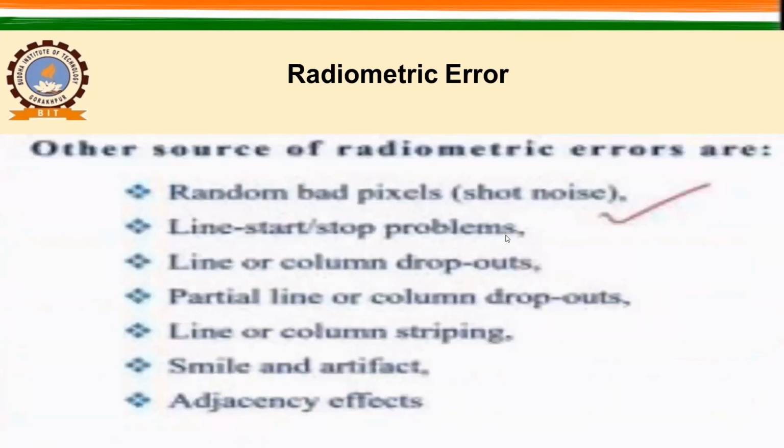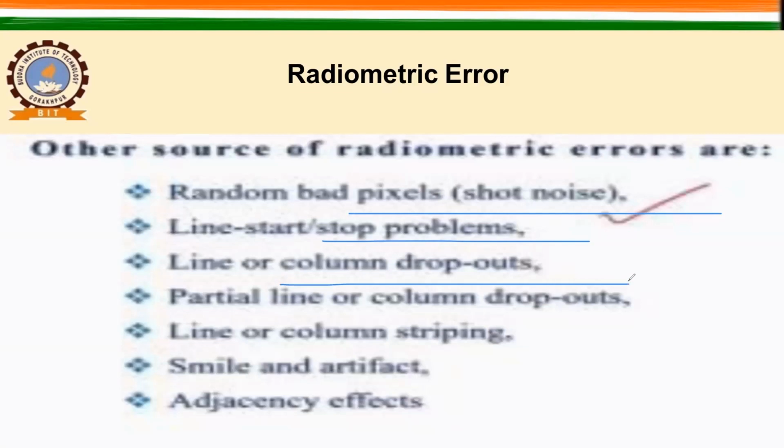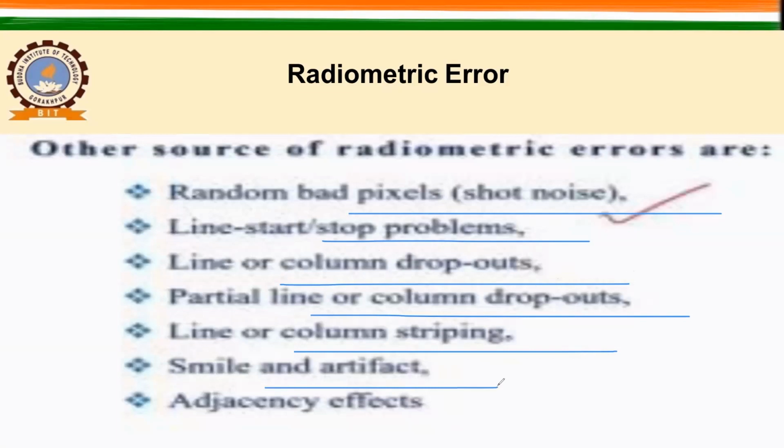So here we will see in detail how it can be, and there are different sources of radiometric error. The first one is random bad pixel, another is line start or stop problems, line or column dropout, partial line or column dropout, line or column stripping, smile and artifacts, and agency effects.